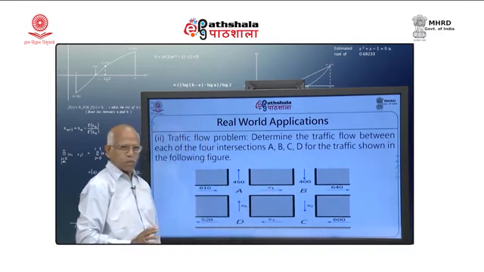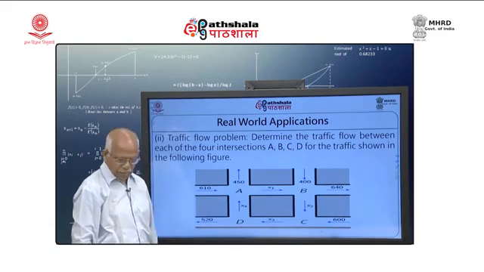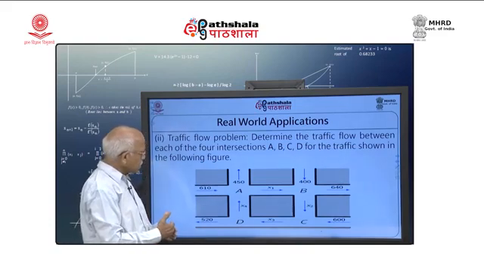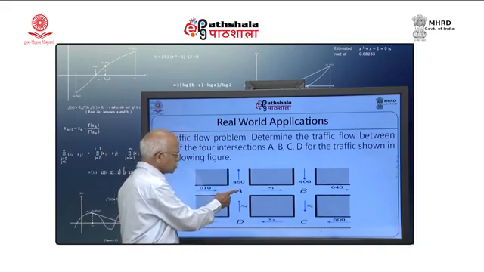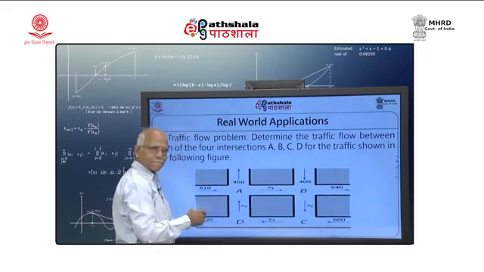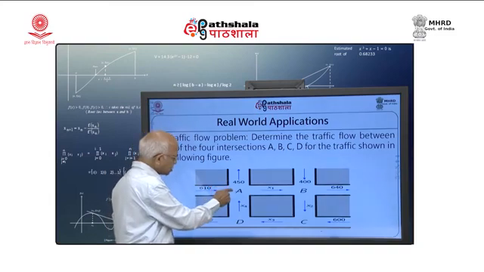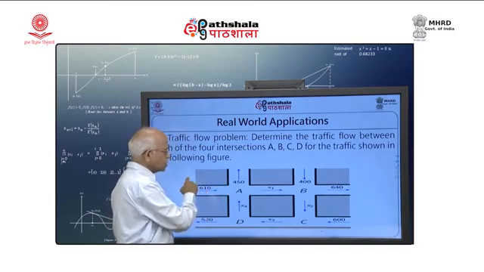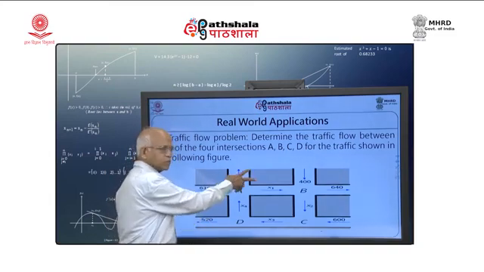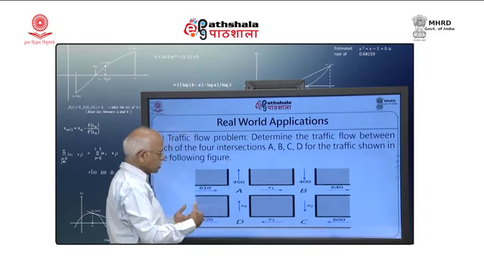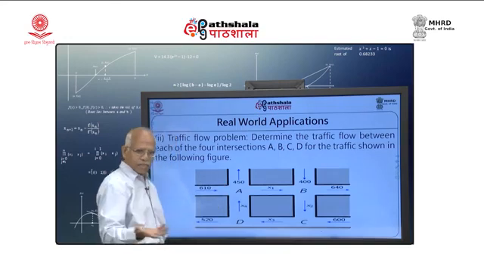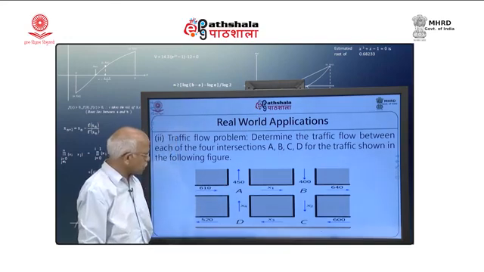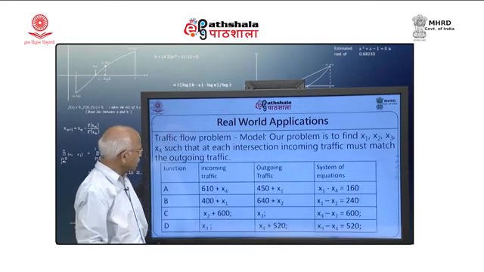I can do that by making an assumption: at each junction, there are junction points A, B, C, D. At each junction point, what I want to know is the incoming traffic, and that much must be the outgoing traffic. So if I equate incoming and outgoing traffic at each of these junctions, I will get the values of x 1, x 2, x 3, x 4.